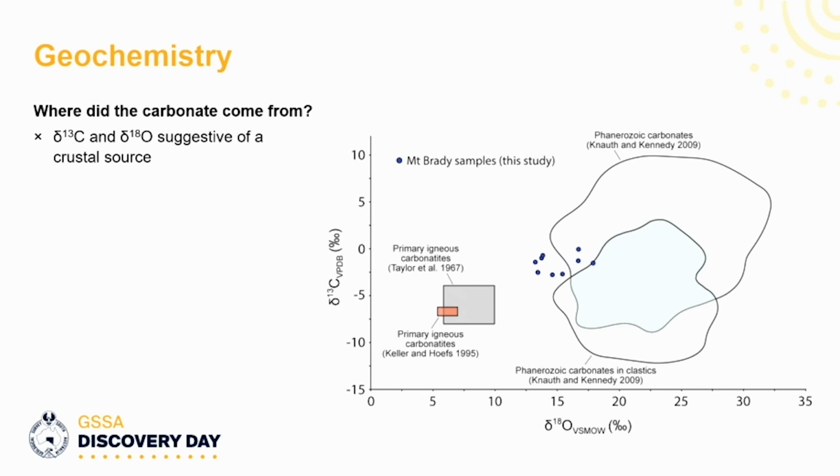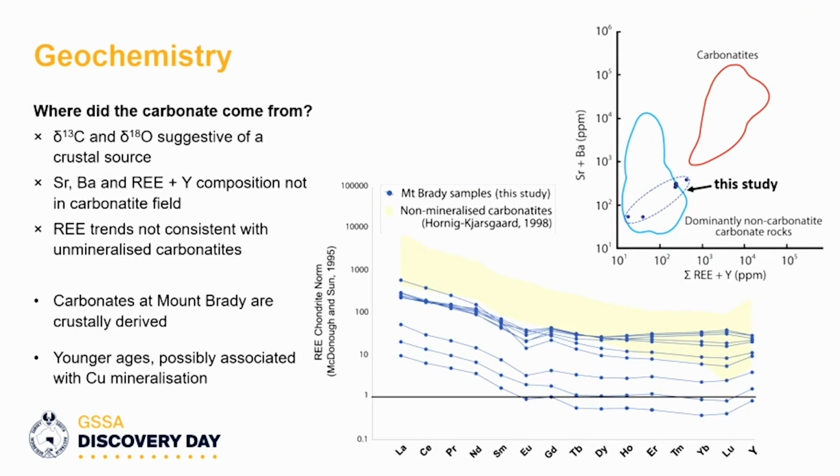Similar to Walloway, we also had a look at the composition of the carbonates at Mount Brady, but this is a very different story. We have a very large overlap with the crustal carbonate fields, which suggests that they're probably crustally derived. And that's also supported by the whole rock geochemistry, where strontium, barium and rare earth elements plot in the dominantly non-carbonatite fields. And likewise, the rare earth element trends are also not consistent with what you would expect to see in non-mineralised carbonatites.